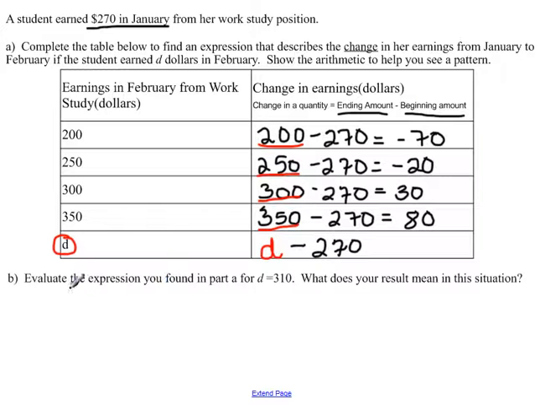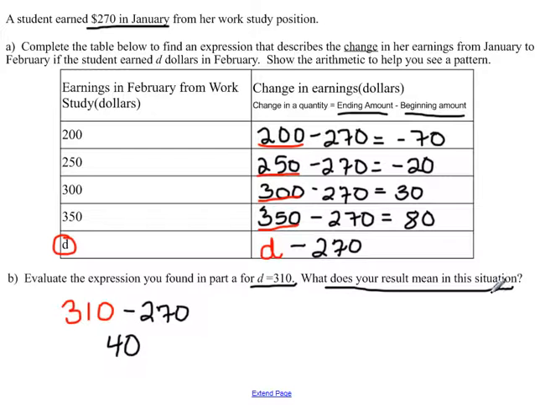So now the last part that we need to do is to evaluate the expression for D equals 310. So here's our expression, and they're asking us to use D equals 310. So let's substitute 310 in for the D. 310 minus 270, well, that would give us a total of positive 40. But notice that that's not enough. It says, what does your result mean in this situation? Well, what our result means is that she earned $40 more in February than in January.